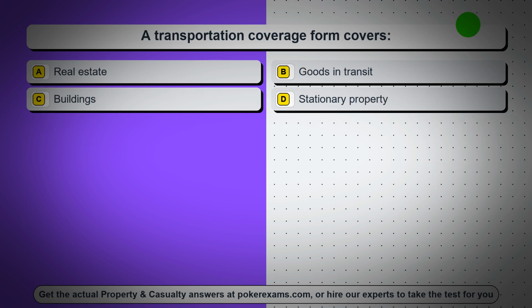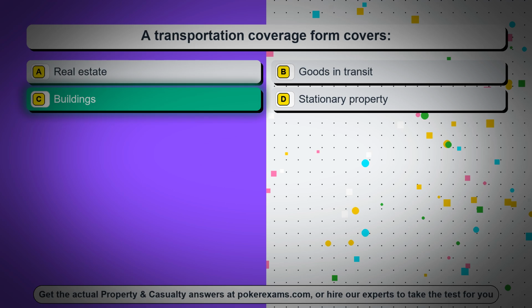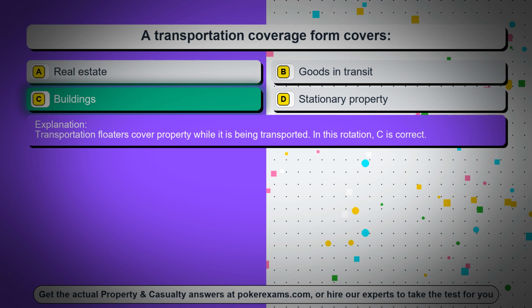Question 55. A transportation coverage form covers. Option A, real estate. Option B, goods in transit. Option C, buildings. Option D, stationary property. The correct answer is option C, buildings. Transportation floaters cover property while it is being transported. In this rotation, C is correct.